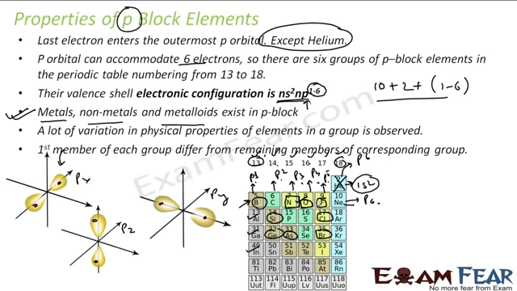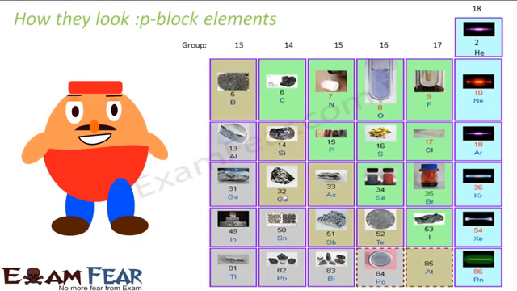Also, the first member of each group differs from the remaining members. We'll see that the first member is always special. We'll see the special behavior of nitrogen, and the special behavior of oxygen, fluorine, and neon. Let's see how they look before we even start.